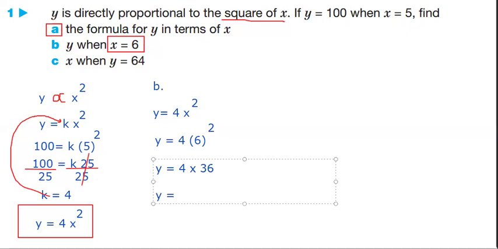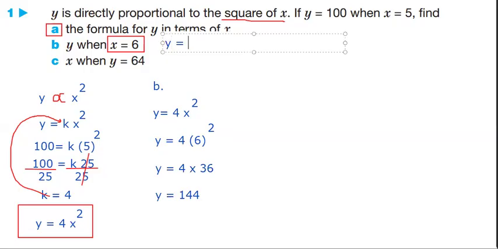So 4 times 36, you can use a calculator here, 36 times 4 equals 144. So the first one, we already found y. So y will equal 144. And this is the value of y here, 144. Now, let's use the same formula to answer question C.